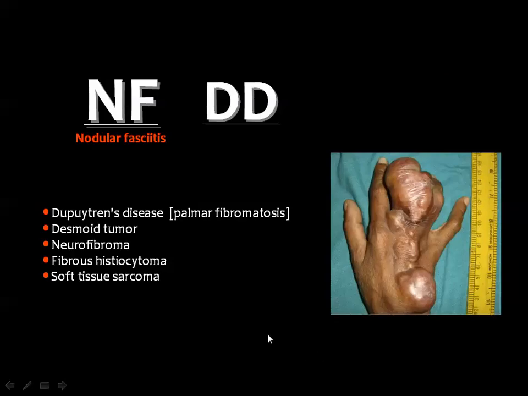The differential diagnosis of nodular fasciitis includes palmar fibromatosis, desmoid tumor, neurofibroma, fibrous histiocytoma, and soft tissue sarcoma. I will mention in detail how you can separate these from each other.